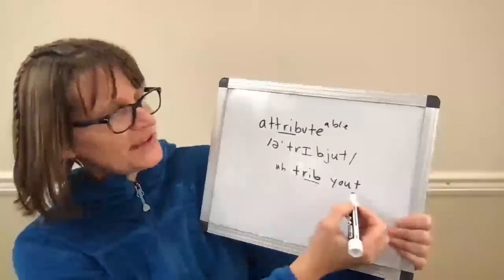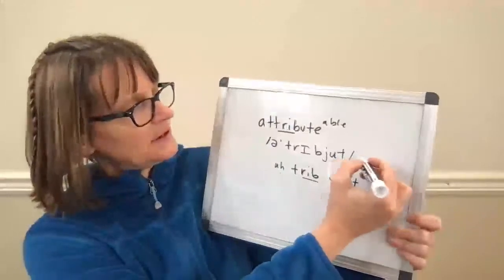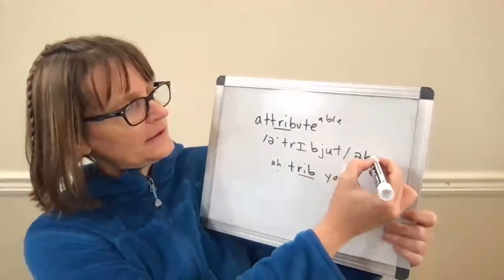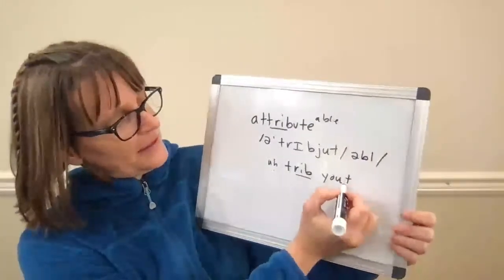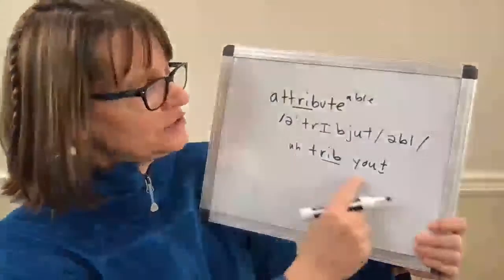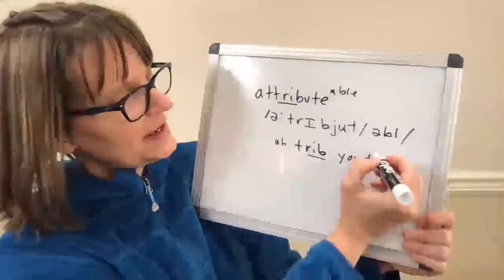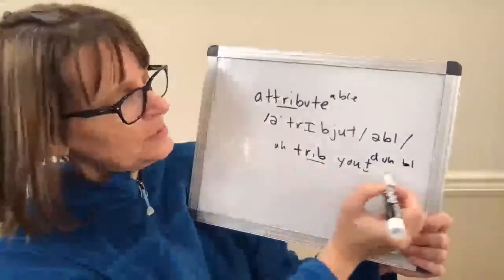Then when we change to attributable, we still have the same syllable stress pattern. We just add the schwa and the B and the dark L. So attribute, and then this T, because it's between, it doesn't start a stressed syllable. Attribute is going to sound more like a D. Attributable, attributable.